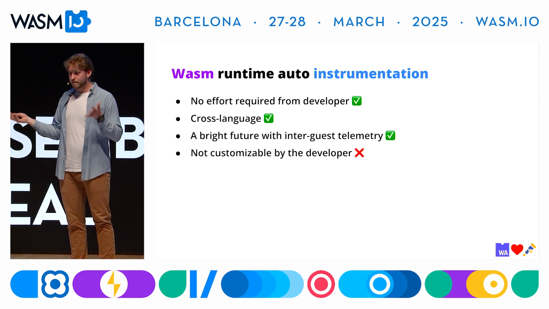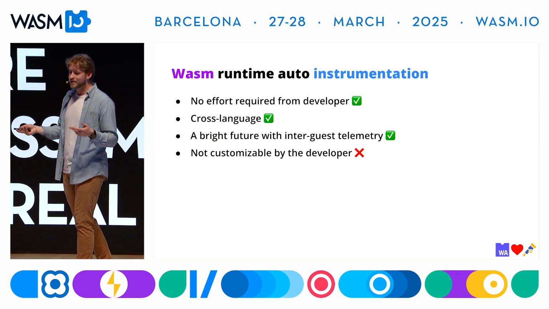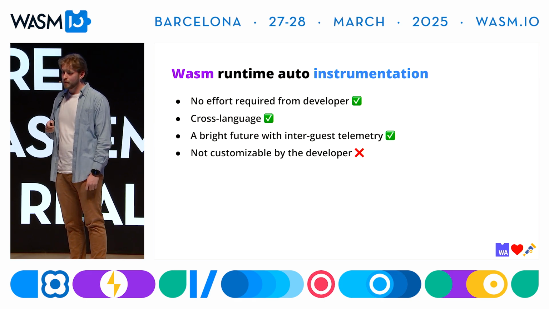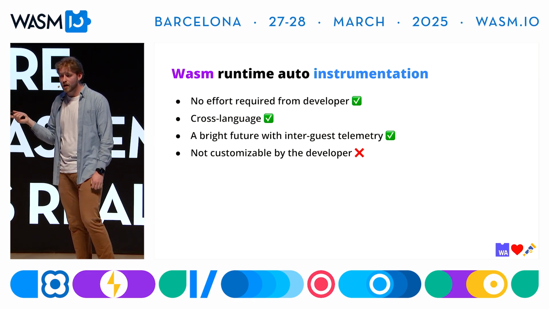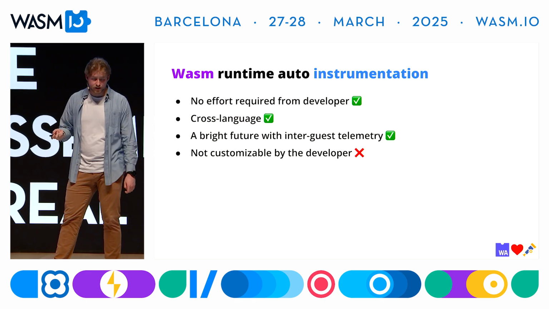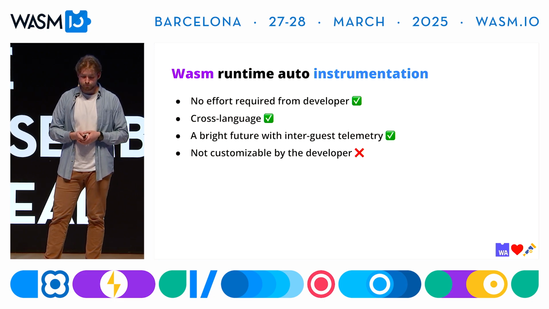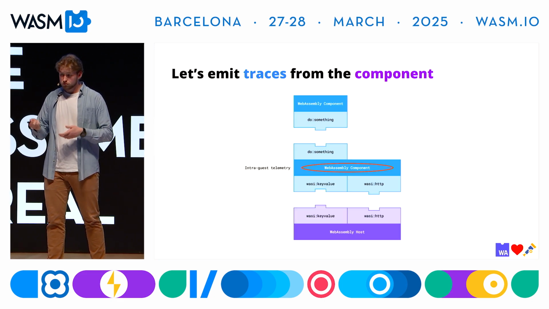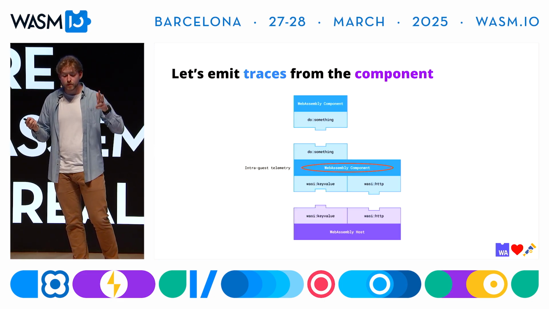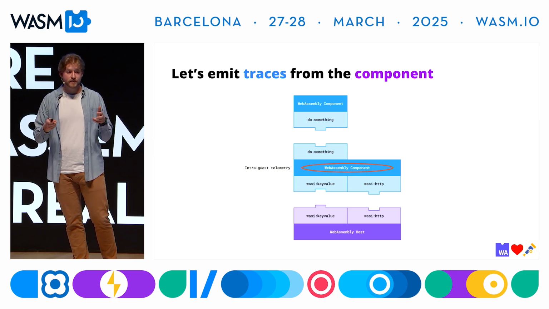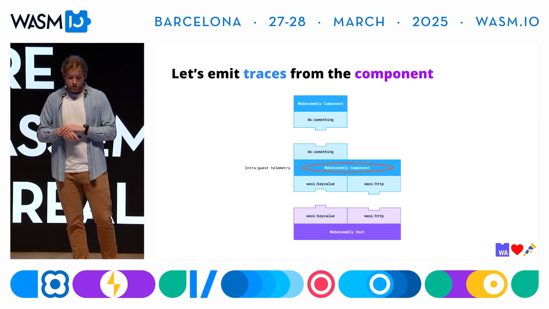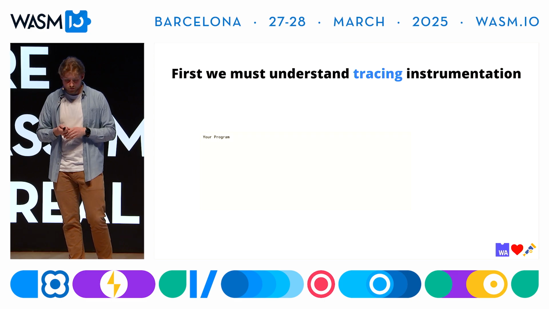The main obvious problem with this auto instrumentation is it's not customizable. You can't emit spans according to your own business logic or things that matter to you. You're just kind of stuck with what you get from auto instrumentation. So that obviously leads us to the third place we can emit telemetry, which is intra-guest telemetry. So let's dive into that.